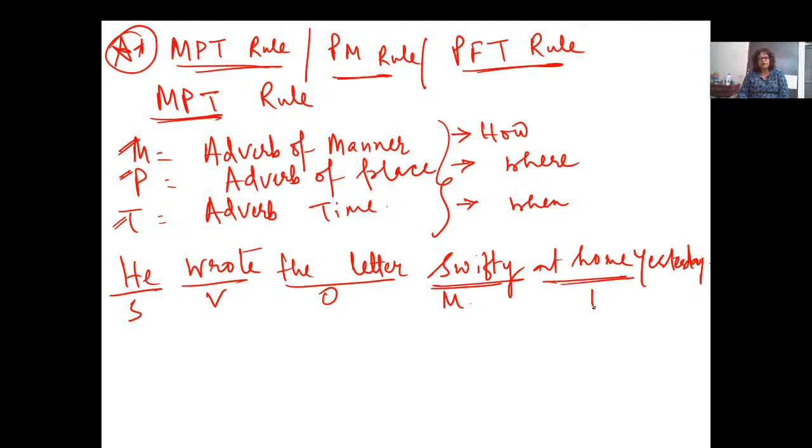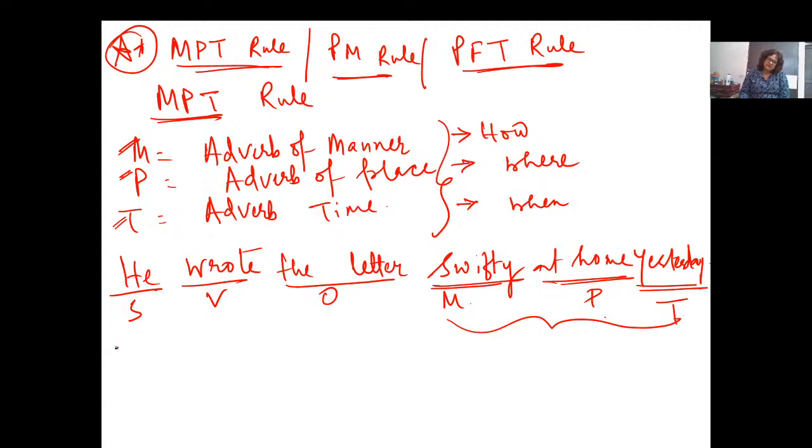Where did he write? He wrote it at home. That is the place. And when did he write? He wrote it yesterday. That is the time. So this is called the MPT rule. At first we have to take manner, then we have to give place, then we have to give time.